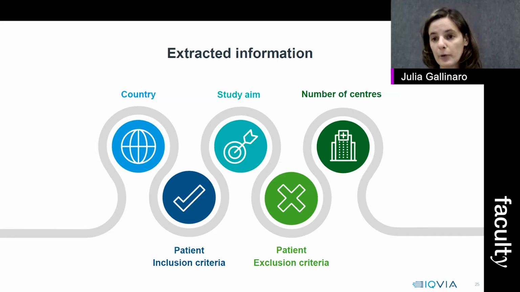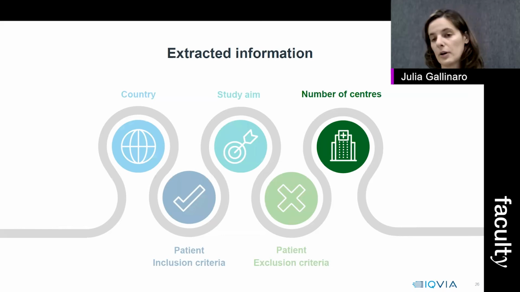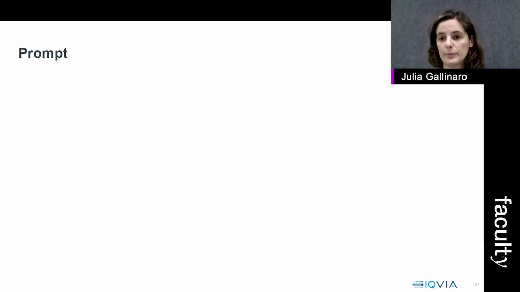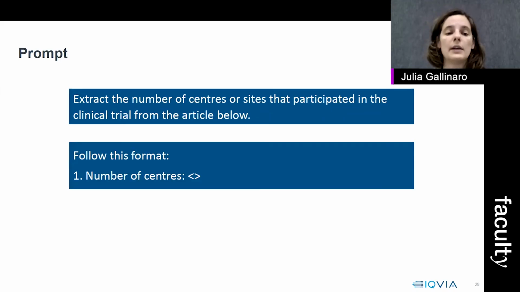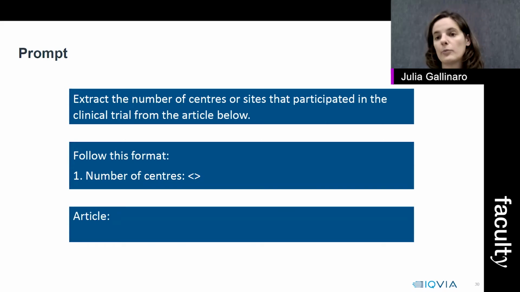In order to explain a bit more about this process, I'll talk about one specific piece of information, which was the number of centers that participated in the clinical trials. If we want to extract this information using GPT-3, we have to use something called a prompt. This is essentially a text file that contains the instruction for the task we want GPT-3 to execute. It can contain the output format we want GPT-3 to follow. And finally, it has the text from which we want GPT-3 to extract this information. In this case, these are the scientific articles or papers.